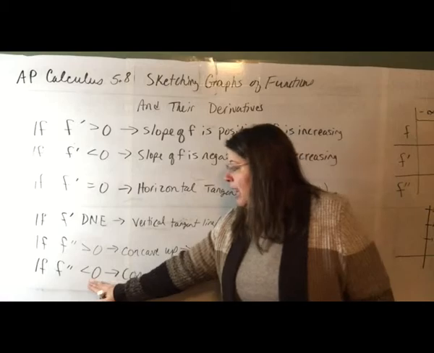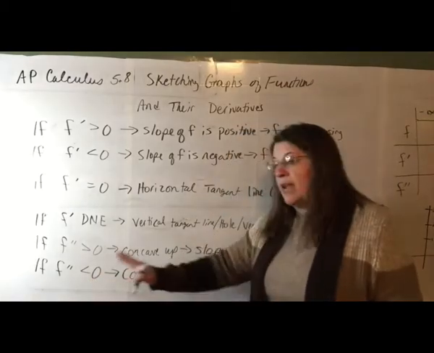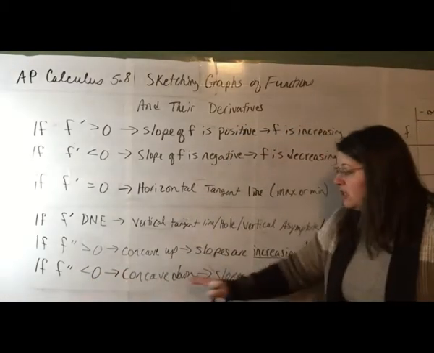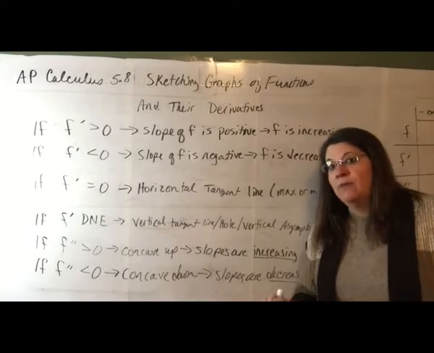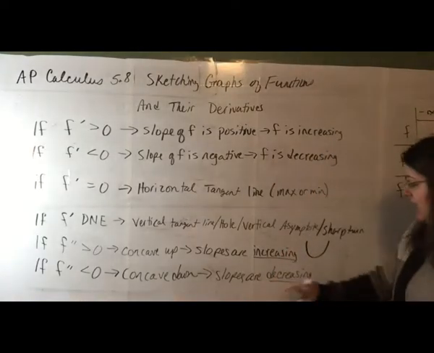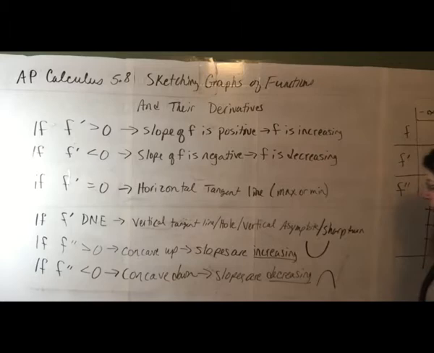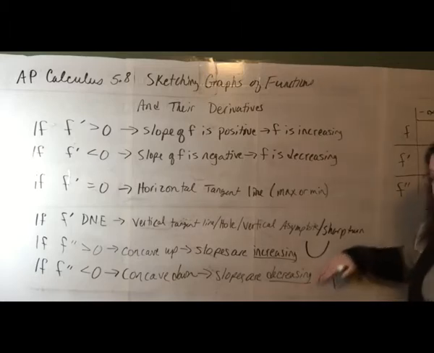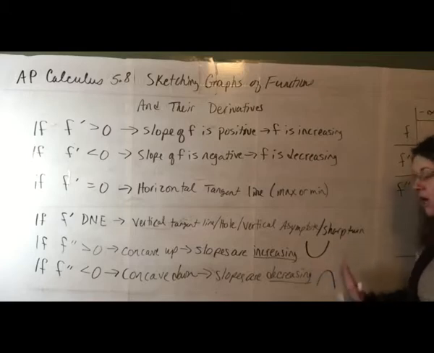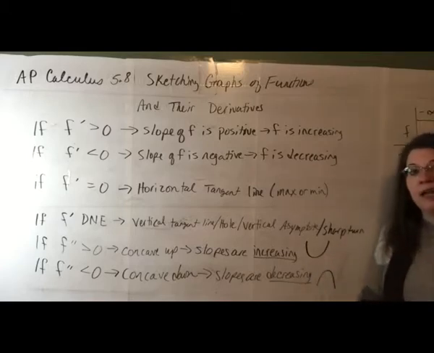If f double prime is less than 0 or negative, then that function is concave down on that interval. And if an interval is concave down, if you think about that, aren't the slopes decreasing? They start out positive on the left-hand side, go to 0, and then go to a negative. So the slopes are decreasing if it's concave down.